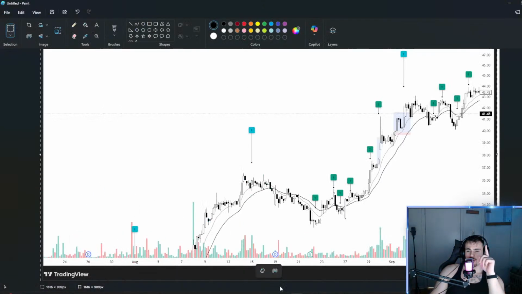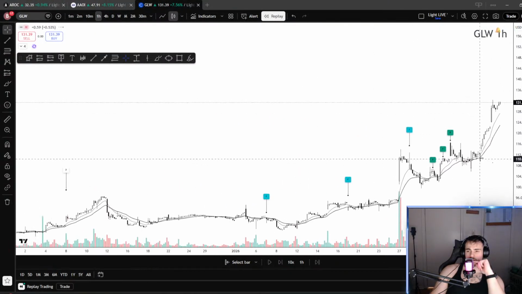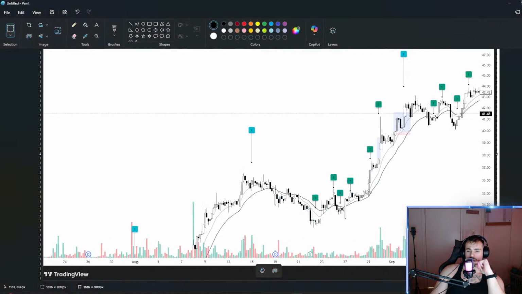Now, the difference between these two setups is that this range is smaller. This range here is like double the size. This range right here, compared to this range, it's like double the size.